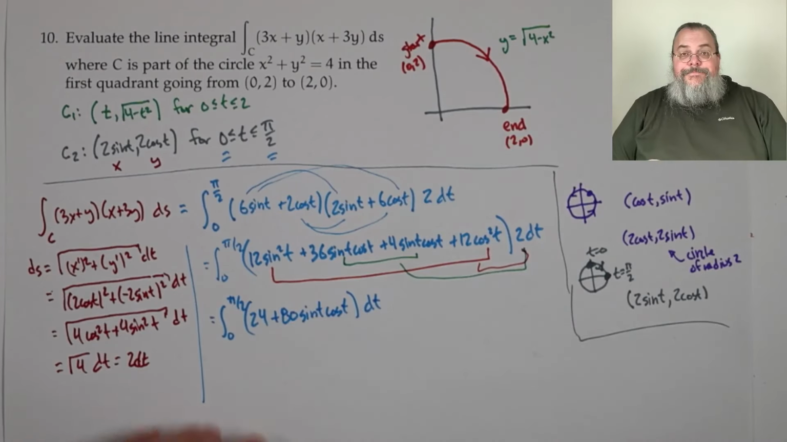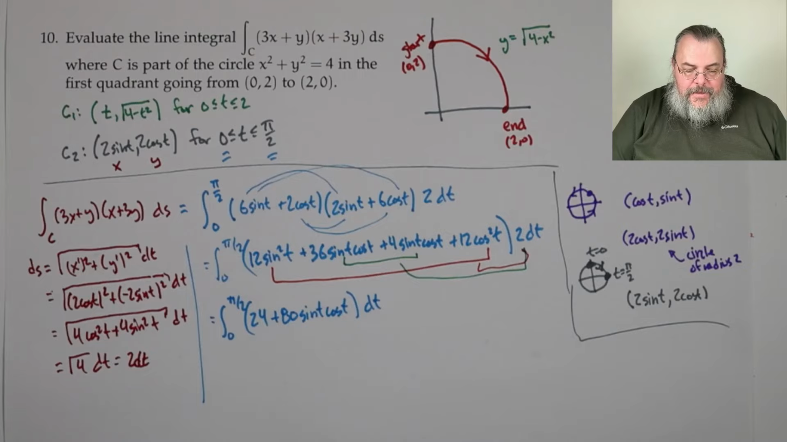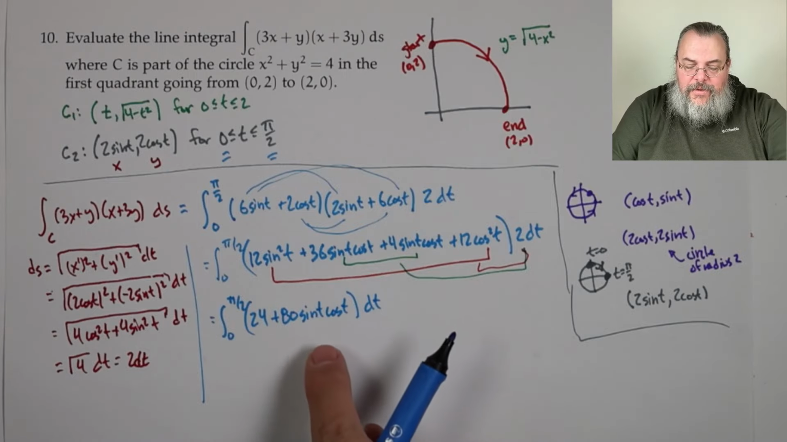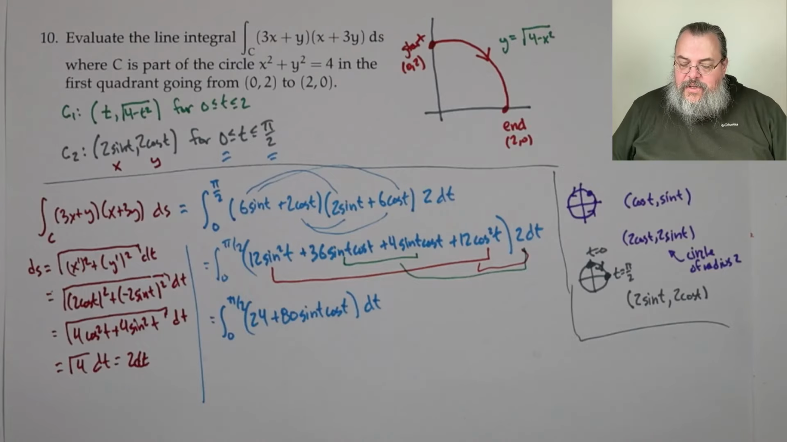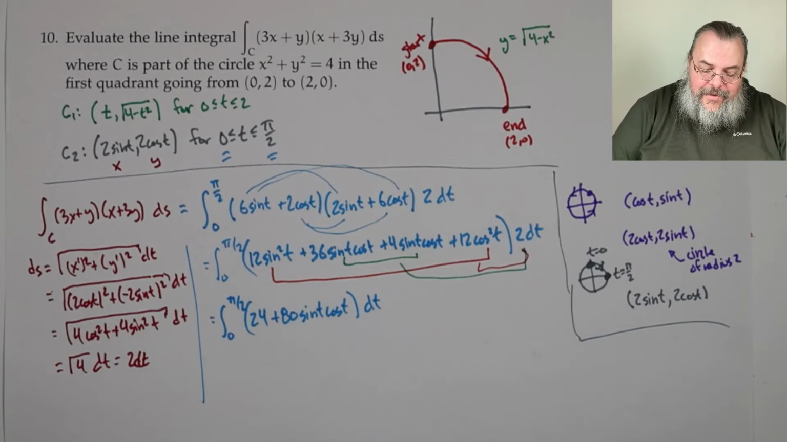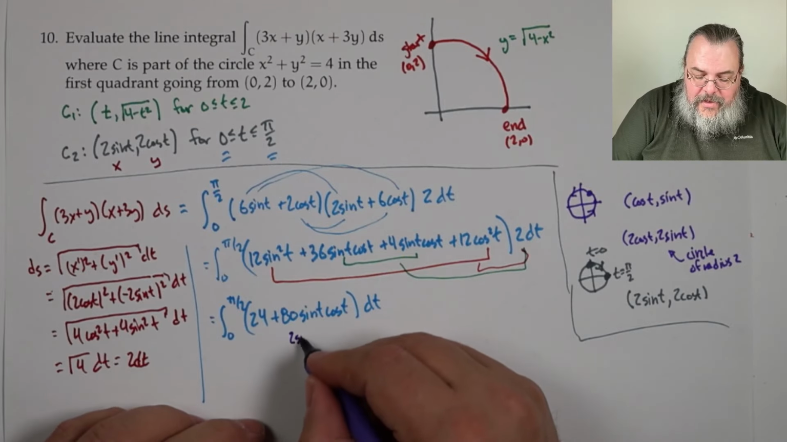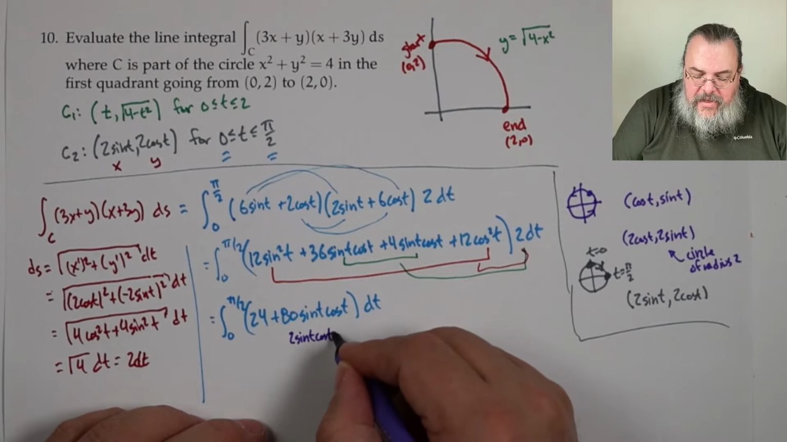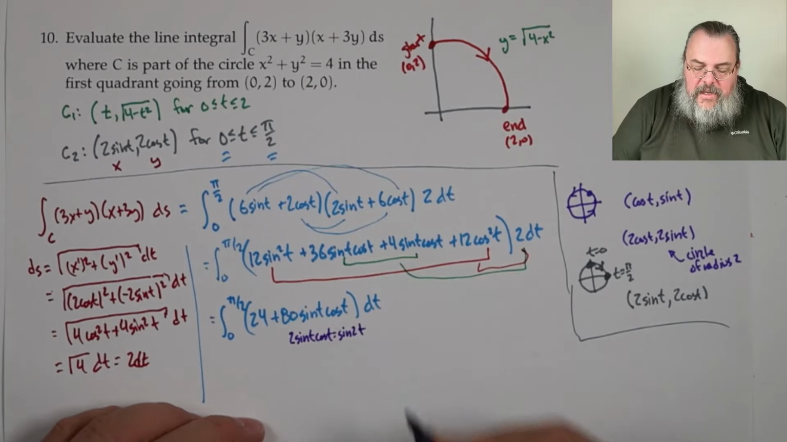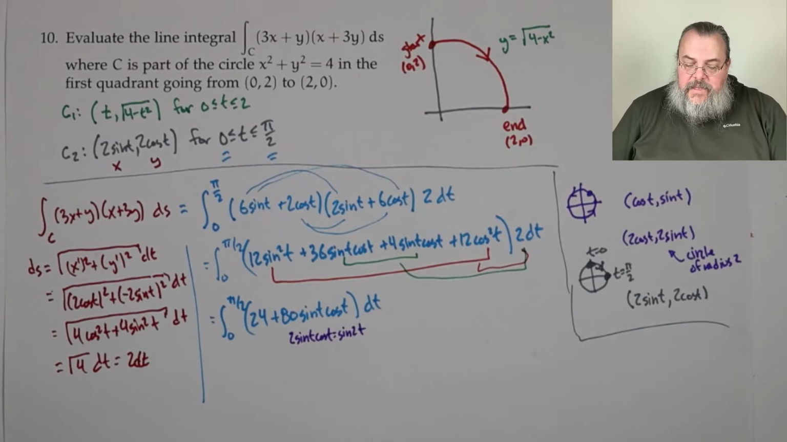All right. Now, what can we do? Well, we can make this work to our advantage, right? Because here we can use the fact that 2 sine t cosine t is equal to sine of 2t. So note, 2 sine t cosine t equals sine of 2t. That allows us to rewrite this again.